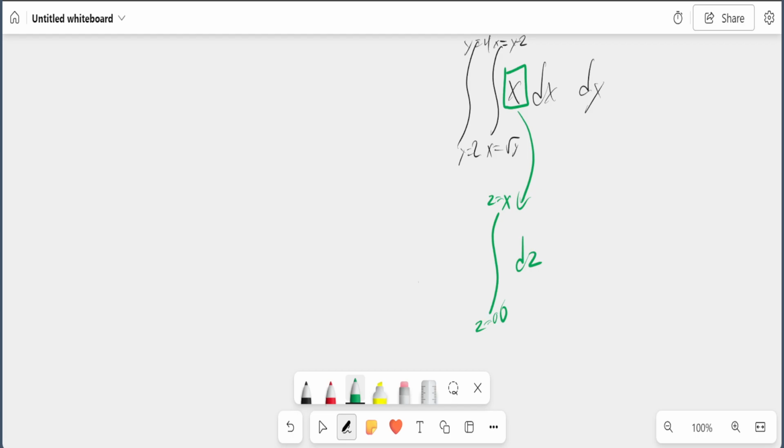Oh, were we supposed to switch the order of integration on the other one? Yeah, I think we were. It says switch the order and then integrate. Whoops, I forgot to do that. I'll do it on this one. Got it. Yeah, okay.